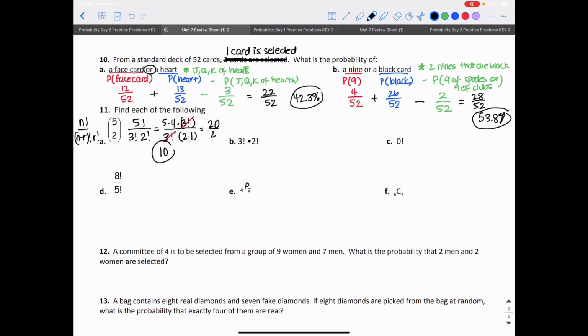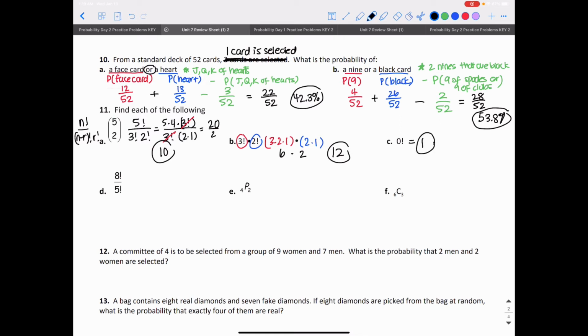For B, I have 3 factorial times 2 factorial. 3 factorial is 3 times 2 times 1. 2 factorial is 2 times 1. I'm going to multiply these together. And it's going to give me 6 times 2, which is 12. For C, I have 0 factorial. You just need to know that that's equal to 1.